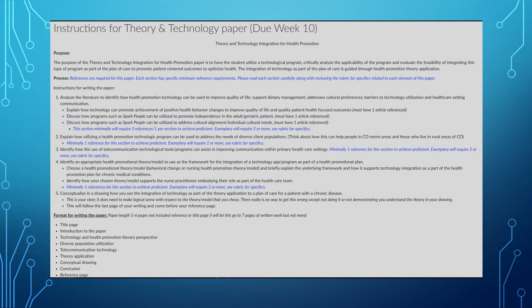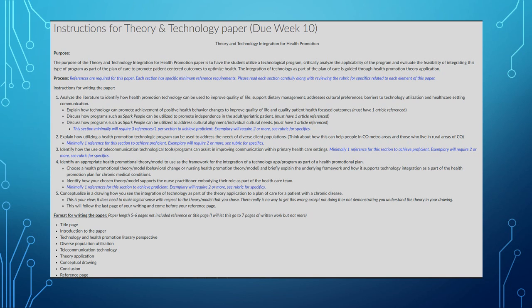For section number 2, you are going to be explaining how we can use this to address diverse client populations. Think about this as people who live in rural cities and people who work the night shift versus people who work the day shift. These are different populations. It could be somebody who lives on the East Coast versus somebody who lives on the West Coast.